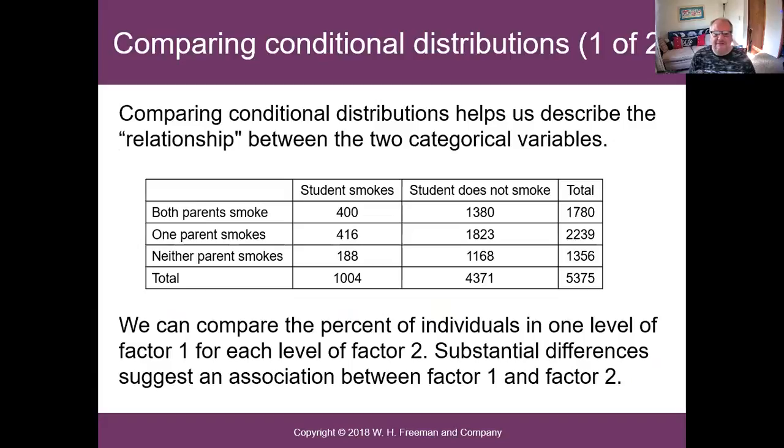These numbers right here, I can convert them all considering that this is the 100%. In other words, I could think about 400 divided by this number and put that percent right there. 1380 divided by that number and then put it there, and carry on. Take 416 and divide it by this number and put the percent there. And if you do all that carefully, then you'll be able to get a percent distribution like you see here.